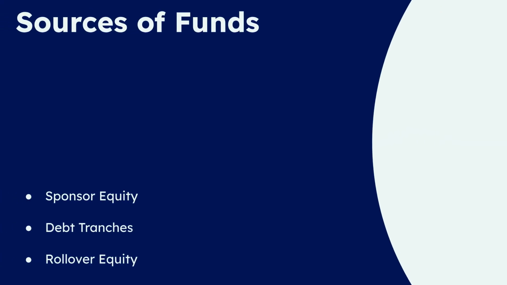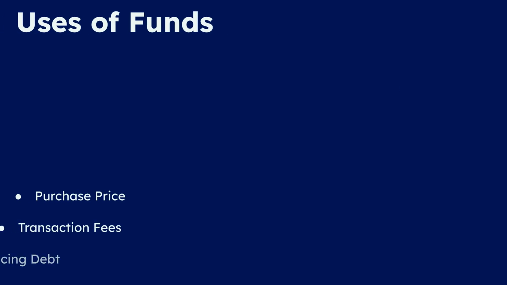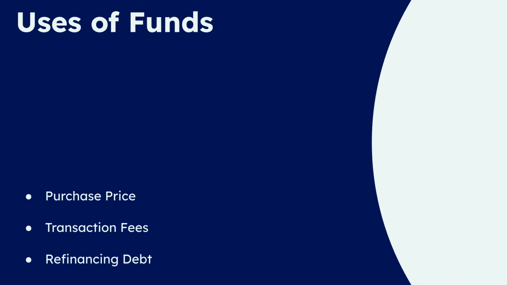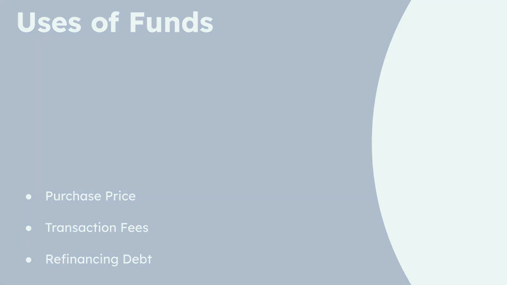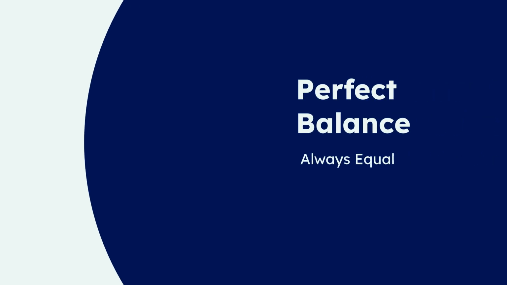Sources typically include sponsor equity, different debt tranches like senior debt and mezzanine, and sometimes rollover equity from existing management. The uses of funds cover the purchase price of the target company, transaction fees, and the refinancing of any existing debt. Crucially, the sources and uses table must always balance perfectly. This is your first major check for model accuracy.